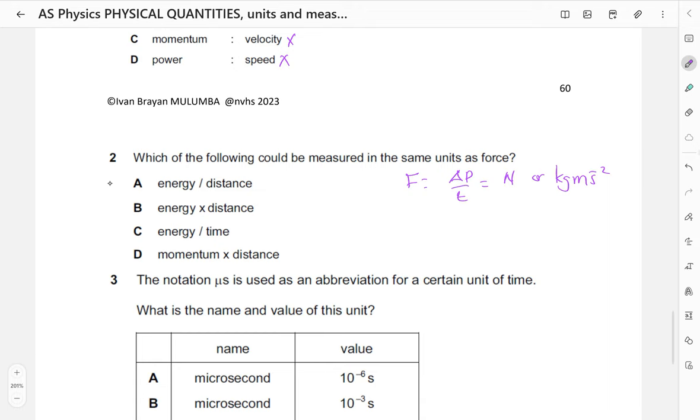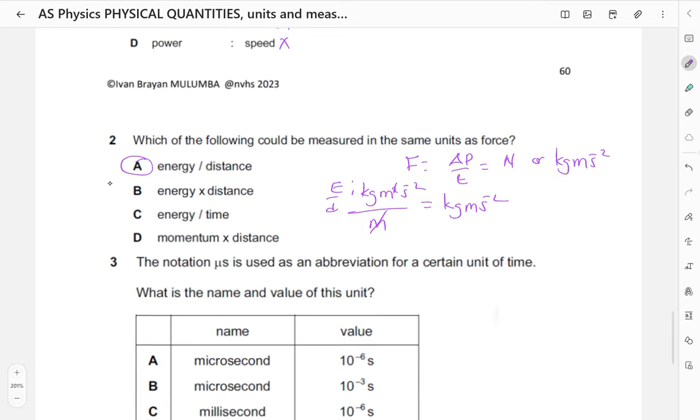So let's check. Energy over density. Energy divided by distance. Let's check energy divided by distance. The units for energy are kilogram meters squared per second squared divided by distance, which is meters. So the meter cancels with that. This gives us kilogram meters per second squared. So automatically the answer is A without checking even the rest. You can check energy times distance, energy over time, and momentum times distance, but the answer is A.